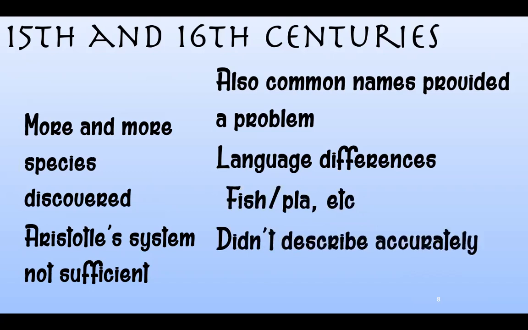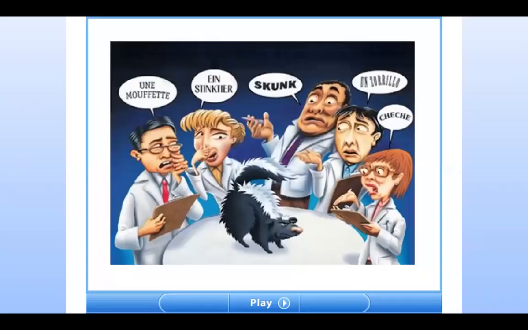But it also didn't describe the organisms accurately. And this is the thing that kind of drives scientists nuts a lot. For example, a jellyfish is not a fish, but a seahorse is. So using common names, and here's a little diagram that I have, in English it is a skunk, but you have all of these different languages that refer to it differently. So scientists wouldn't be able to communicate about particular organisms with any kind of accuracy because of the language barrier.